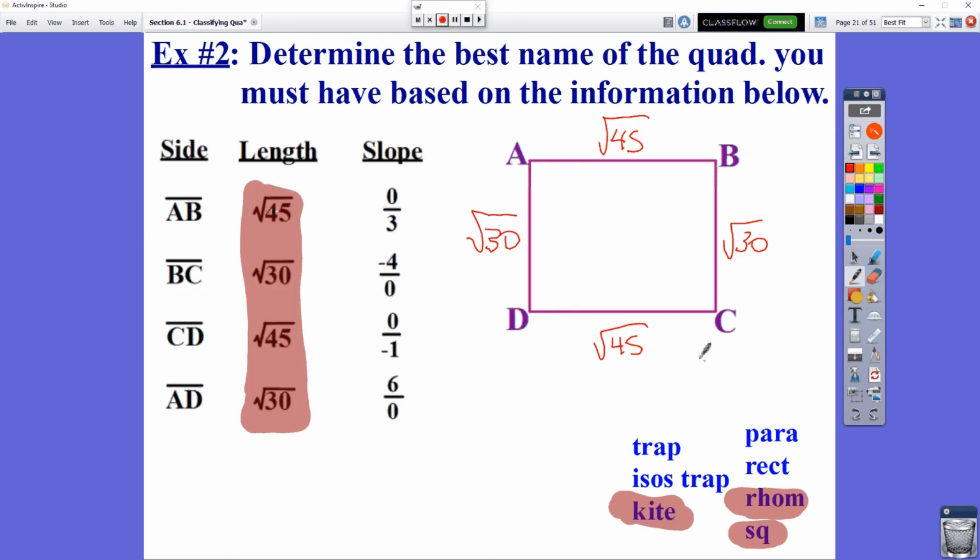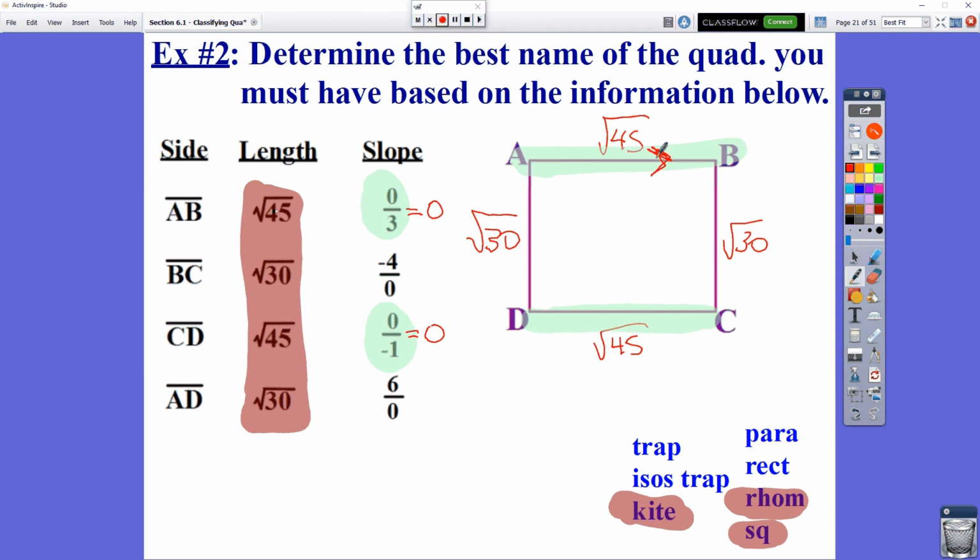So let's jump back to here. Now, 0 divided by 3 and its opposite slope for CD is 0 divided by negative 1. And at first glance, you might look at those and go, those aren't equal. 0 divided by 3, 0 divided by negative 1, those aren't the same exact fractions. And I would agree with you. They're not the same exact fractions. But what is 0 divided by 3? It's 0. And what's 0 divided by negative 1? It's 0. So both the top and the bottom sides have a 0 slope.